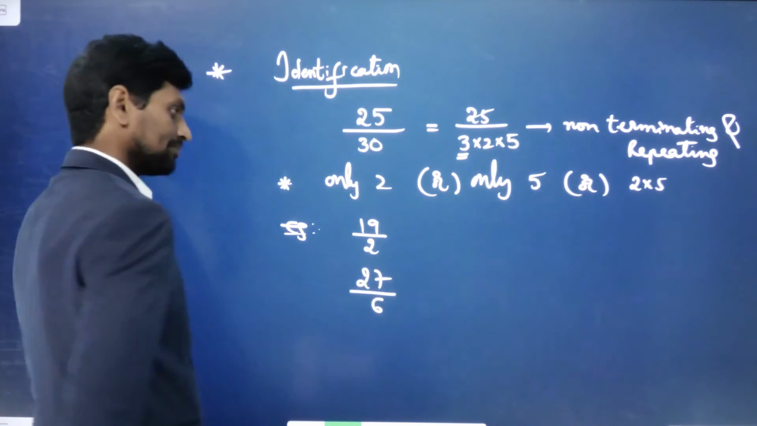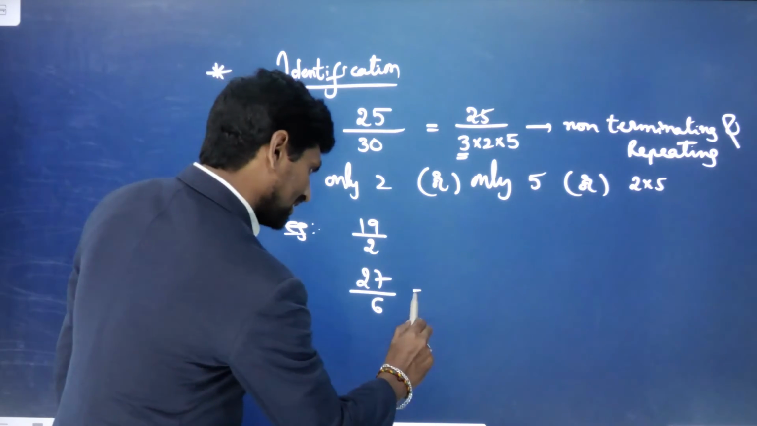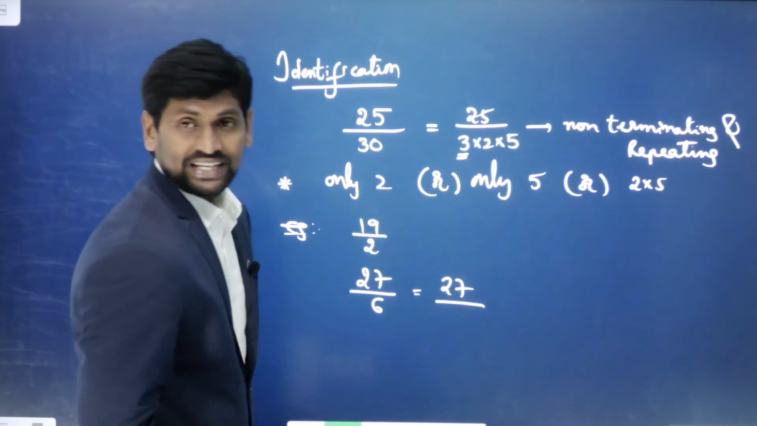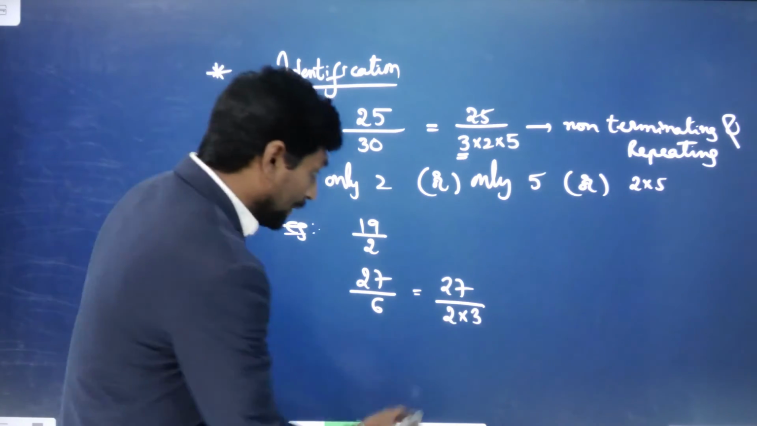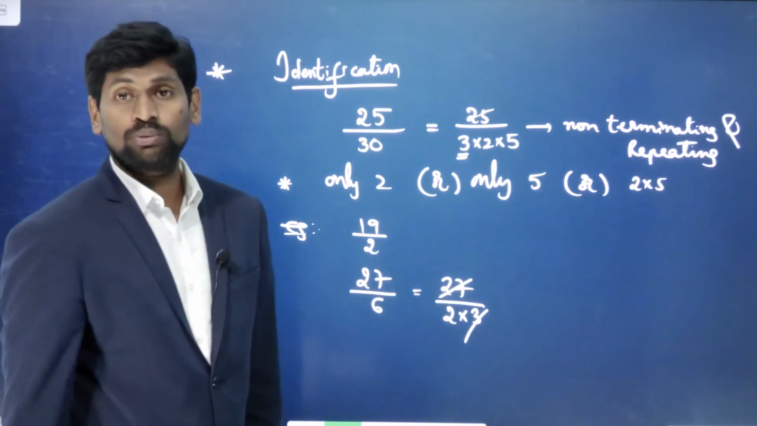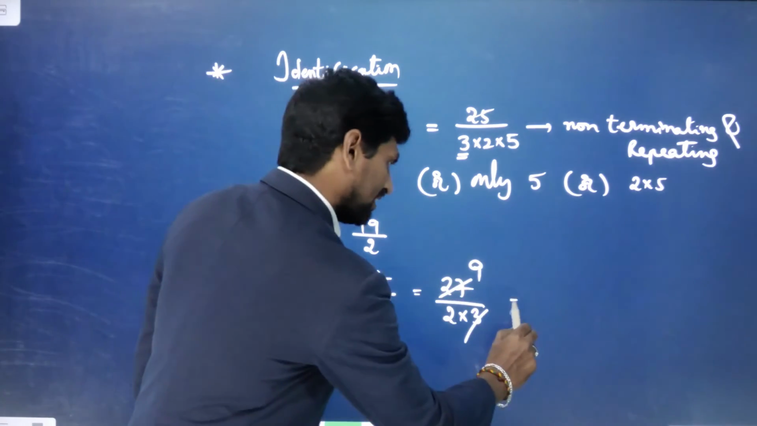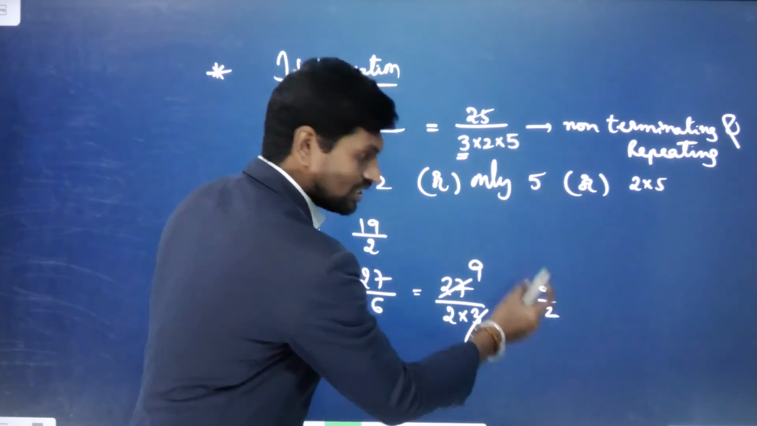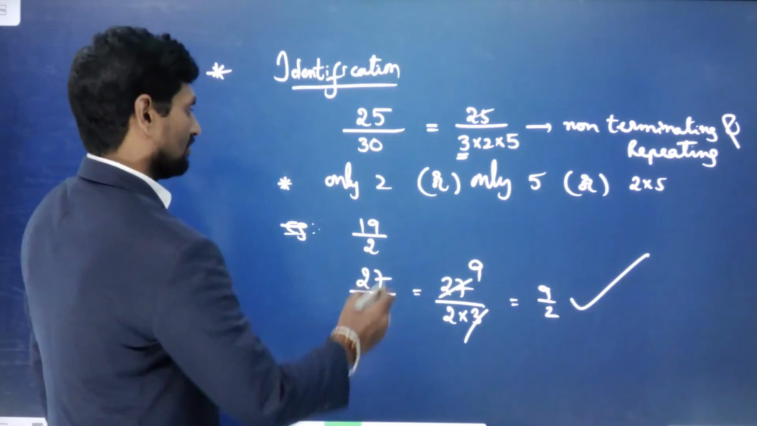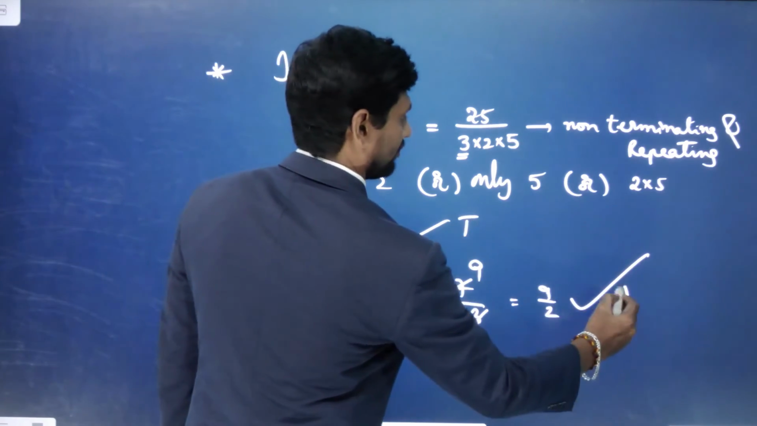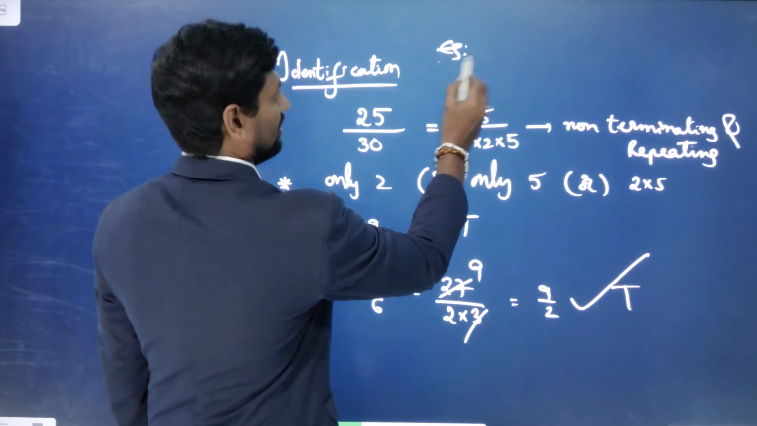27 by 6. Is it terminating or non-terminating? Let us see. The denominator is 6. 6 can be expressed as 2 into 3. But here 3 times exactly cancels the numerator. How many times? 9 times. That means 9 by 2. There is a presence of only the prime number 2. It is a terminating decimal. This is also terminating. Okay?